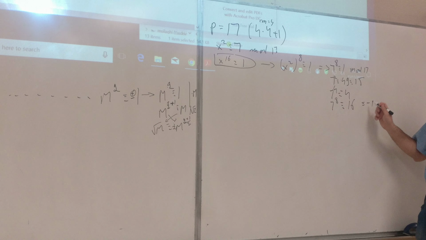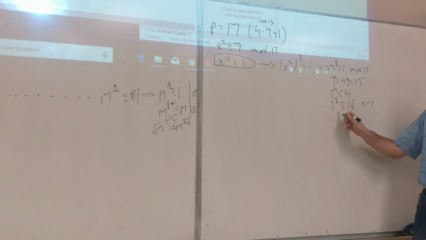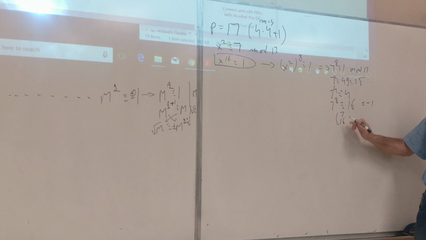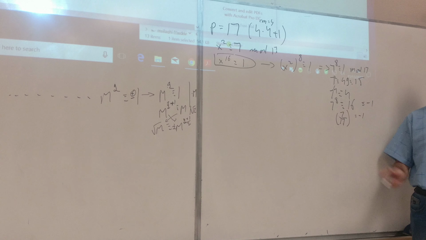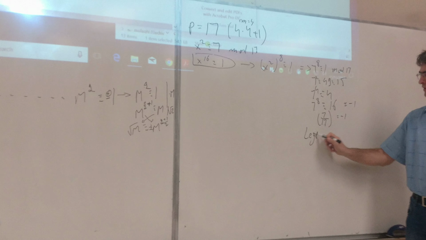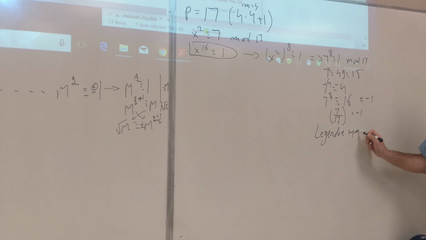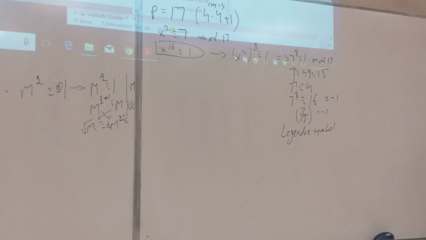This result, which is either 1 or minus 1, is called the Legendre symbol, and is denoted as 7 mod 17 in this case, and we say that the Legendre symbol of 7 mod 17 is minus 1. If it's 1, then you have a quadratic residue. If it's minus 1, then you don't have a quadratic residue. So this is called the Legendre symbol of 7 mod 17. So for this number, we cannot compute the square root of 7 because it doesn't exist.